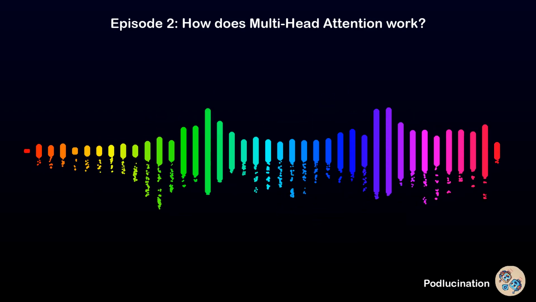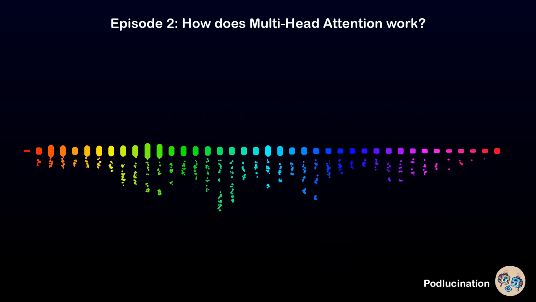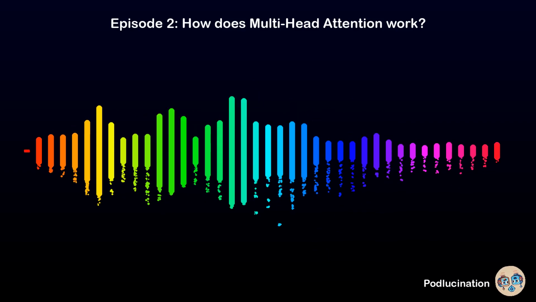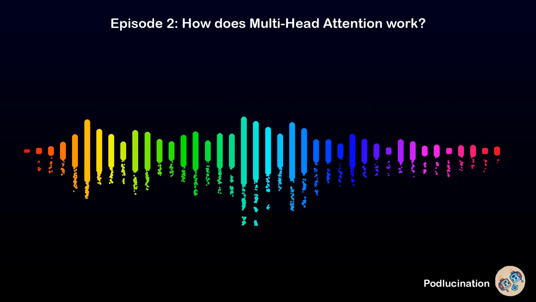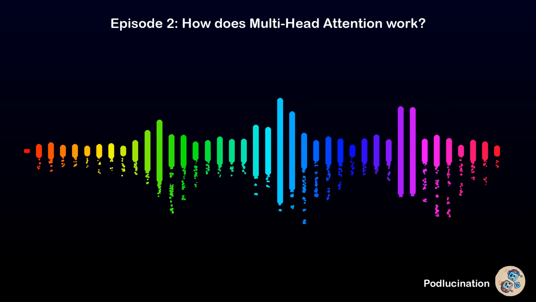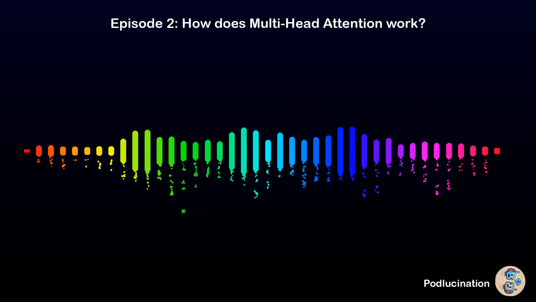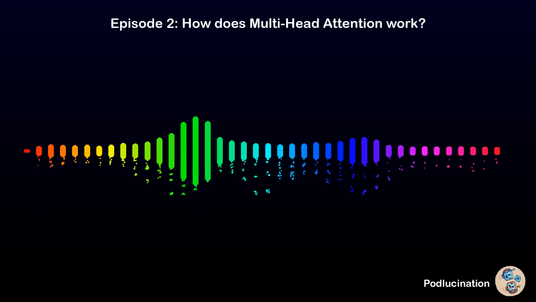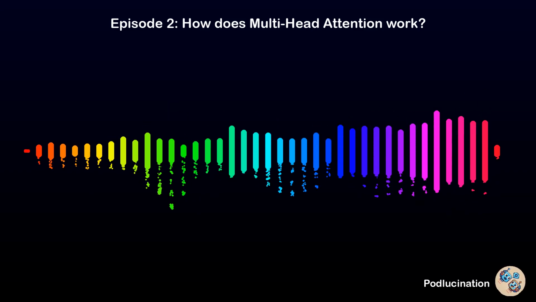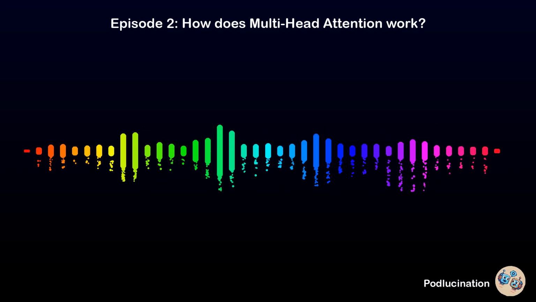This weighted sum of the values gives us the output of the attention mechanism. So it's like taking a weighted average of the values where the weights are determined by the attention scores. That's a great way to put it. And remember, in multi-headed attention, we repeat this process for each head. Each head has its own set of weight matrices, allowing it to learn different attention patterns.